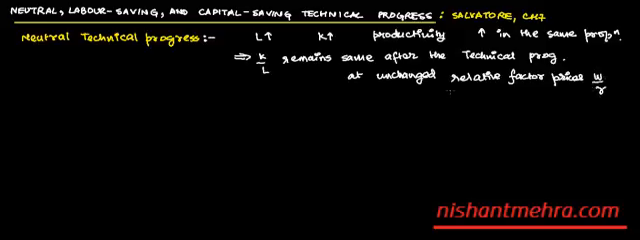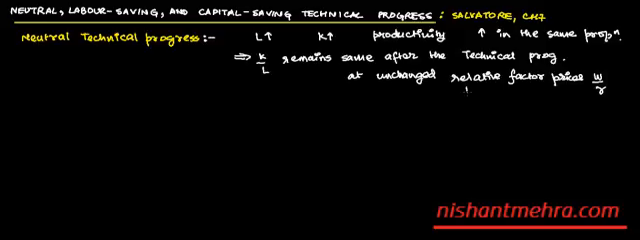At unchanged relative factor prices, W by R. Now understand one thing. If relative factor prices are not changing, there is no incentive for you to substitute one factor for the other. So if, for example, W is falling, then labor is becoming cheaper, and you would want to use more labor. Now nothing is changing as such. So there is no reason that you will start substituting one factor for the other. So that K by L will remain unchanged.